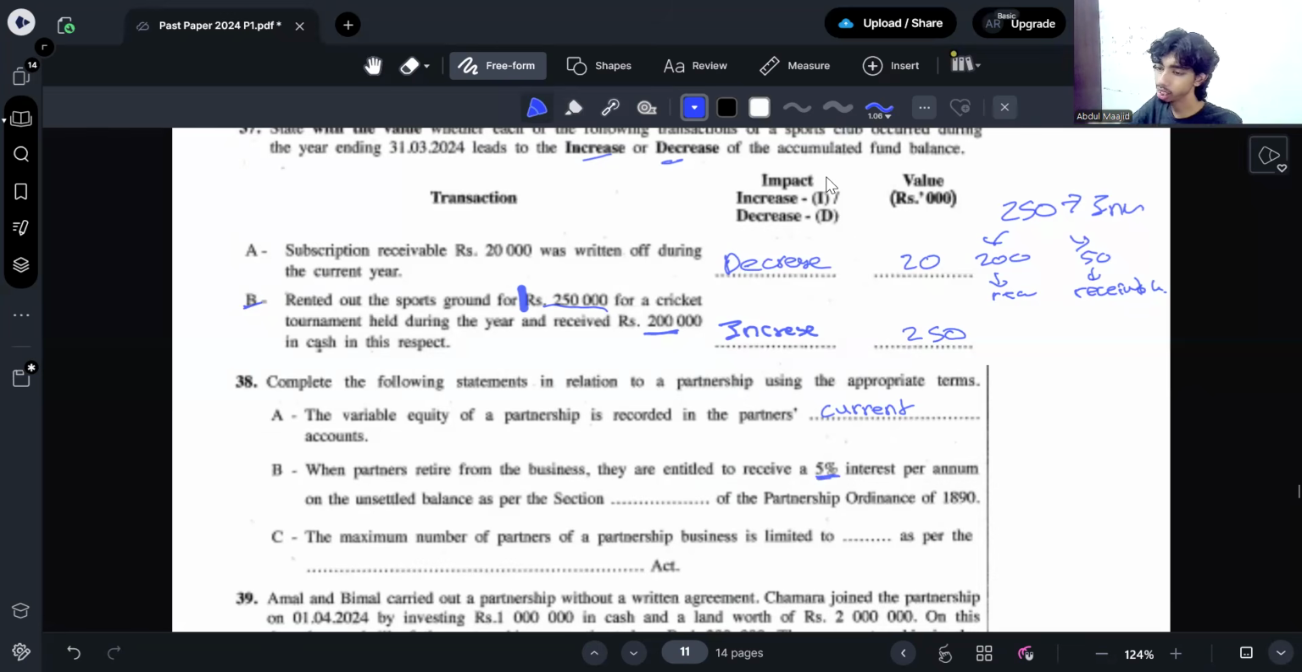B. When partners retire from the business, they are entitled to receive a 5% interest per annum on the unsettled balance as per the what section? Section 42. Correct. Section 42. Section 42 is only telling to pay 5% interest on retired partners loan.